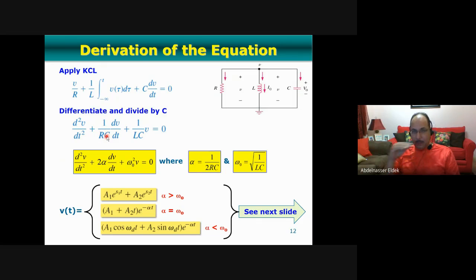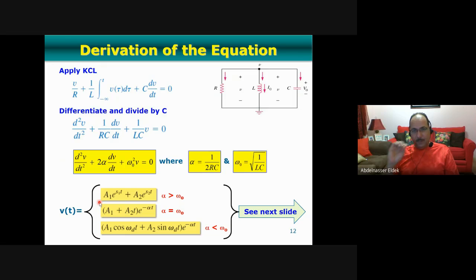This is the difference between parallel and series. Alpha is different, and here we solve for the voltage. The other one, we solve for the current. And then the equations will be exactly the same. There's no difference. All you have to do is find the initial conditions and find A1 and A2. And here, the initial conditions are for the voltage, V of t.